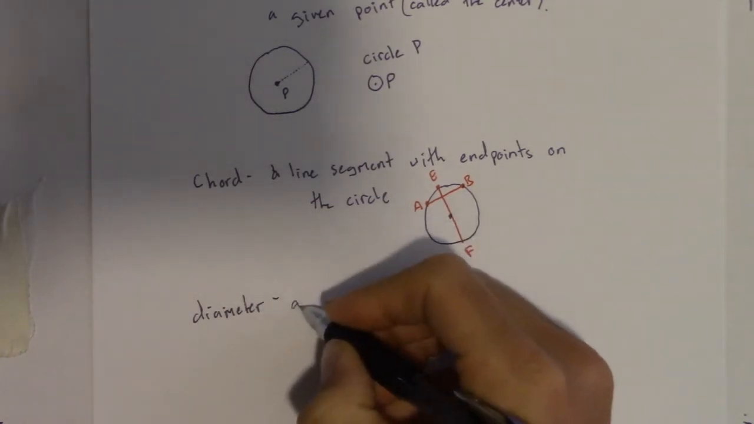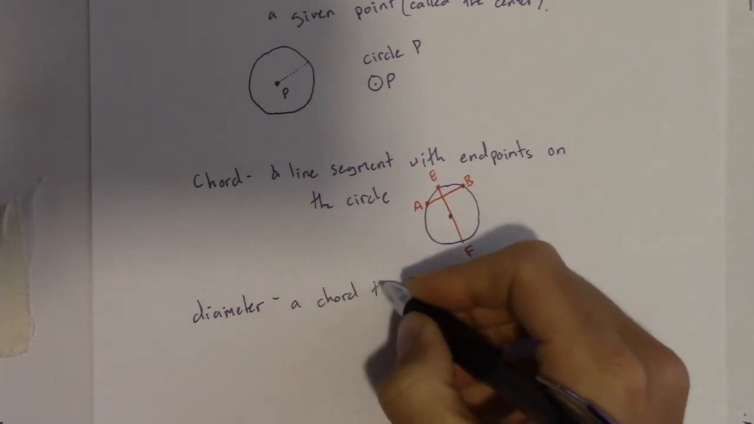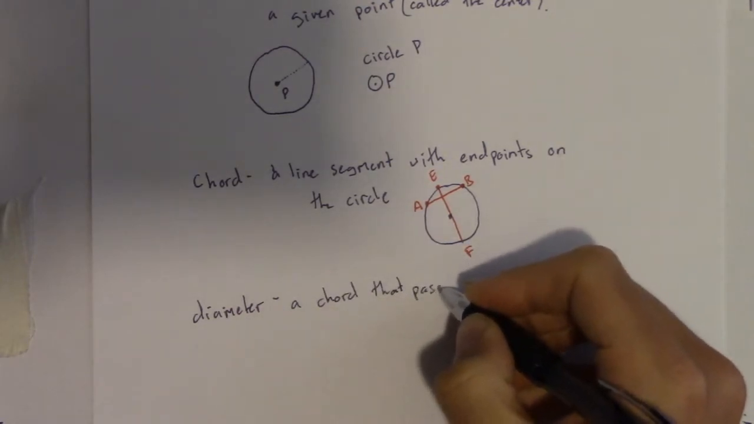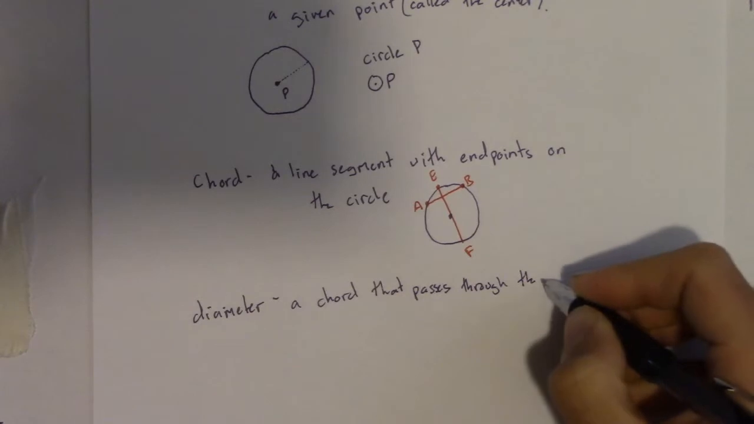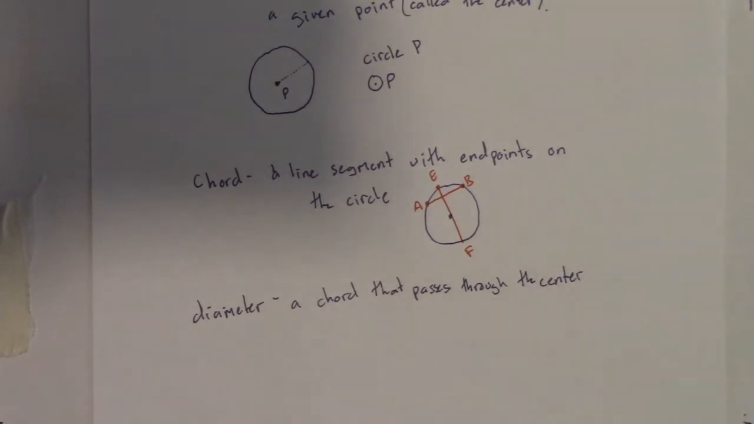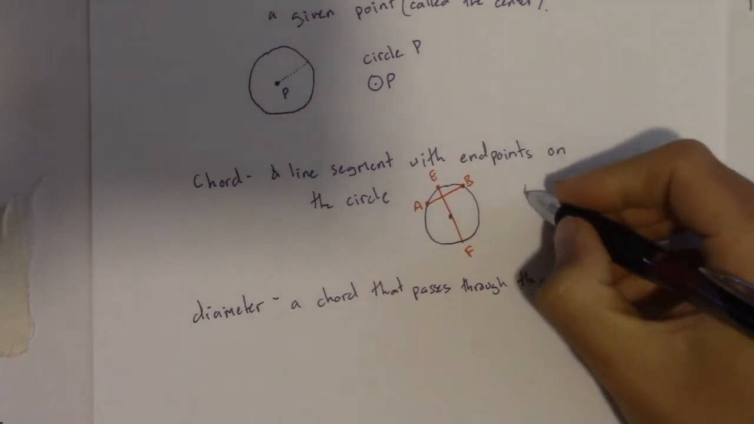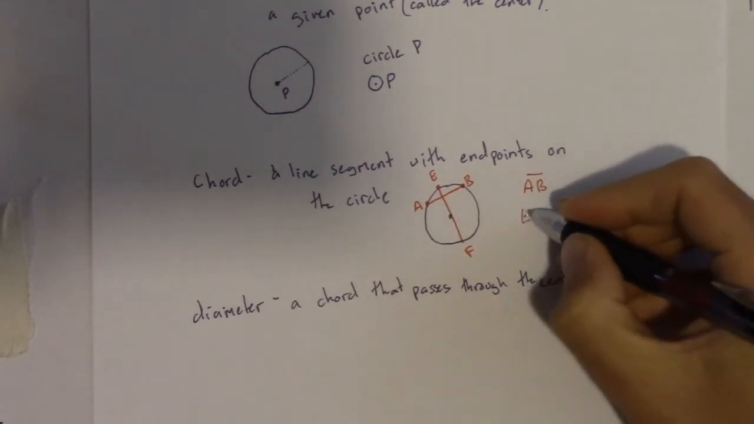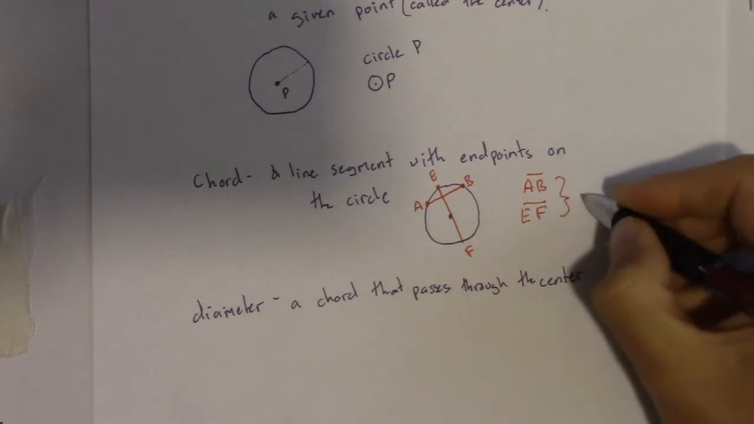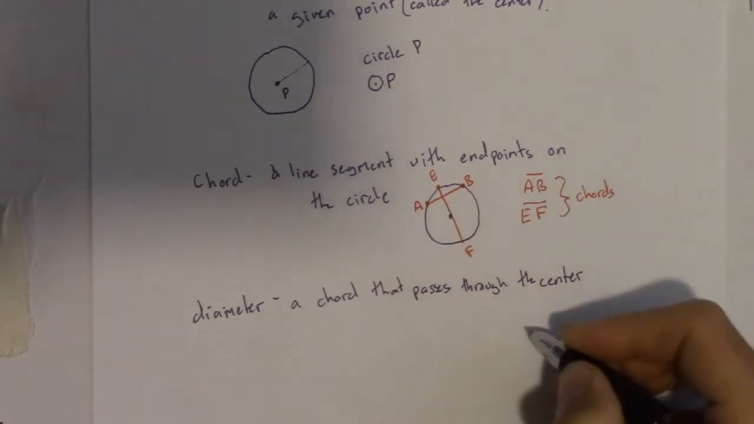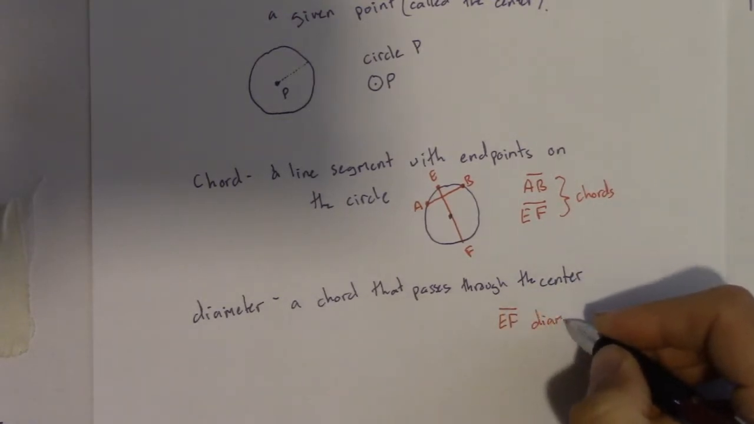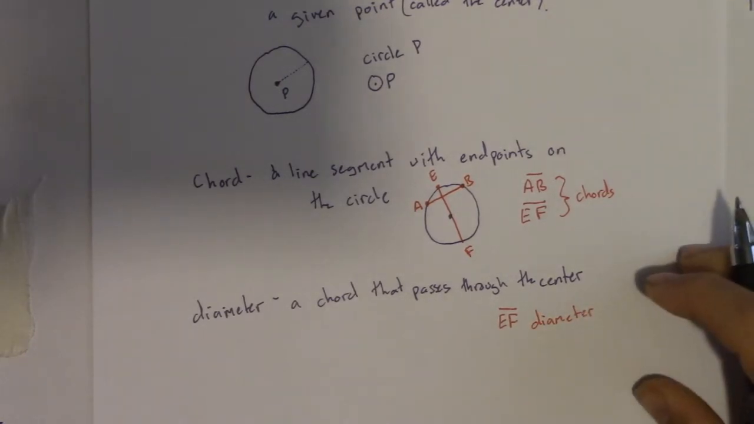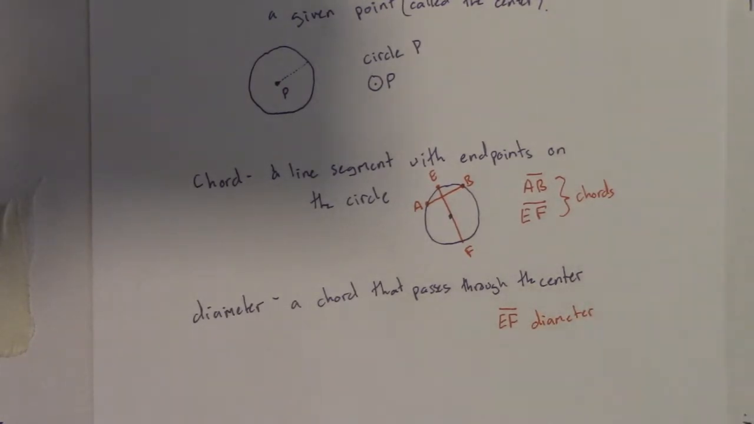In addition to a chord, we can get more specific and have a diameter. And a diameter is a chord that passes through the center. Okay? So for example, up here, while AB and EF are both chords, we could only specifically say that EF is a diameter. Okay? So that's the idea there. Diameters are special cases for chords, ones that specifically go through the center.